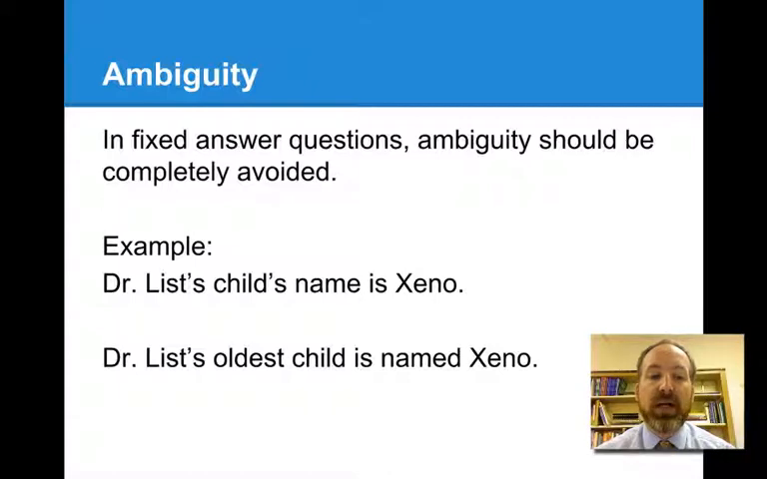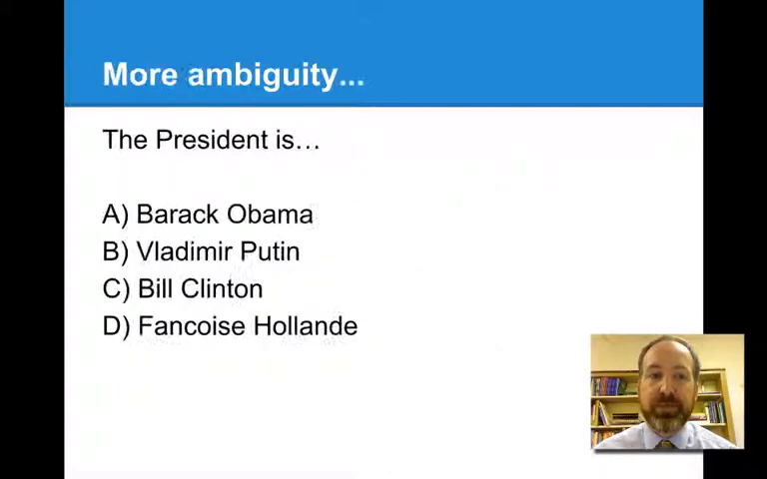Here you might say Dr. List's oldest child is named Zeno. It's a little bit more specific, talking about specifically which child I mean. The first question could even be a trick question. It could be false. Dr. List has two children, Zeno and Sophia. So you want to avoid any ambiguity. You have no idea knowing how your students are going to look at these questions.